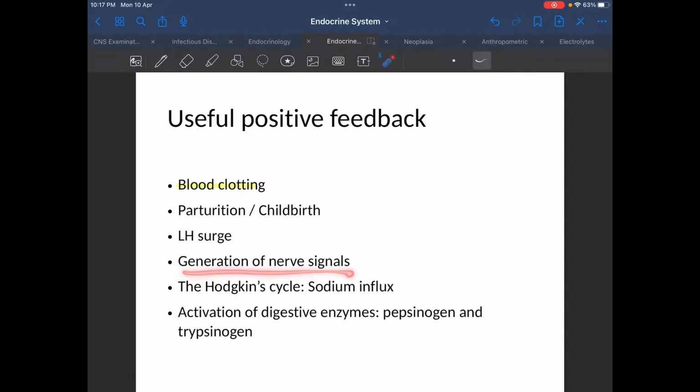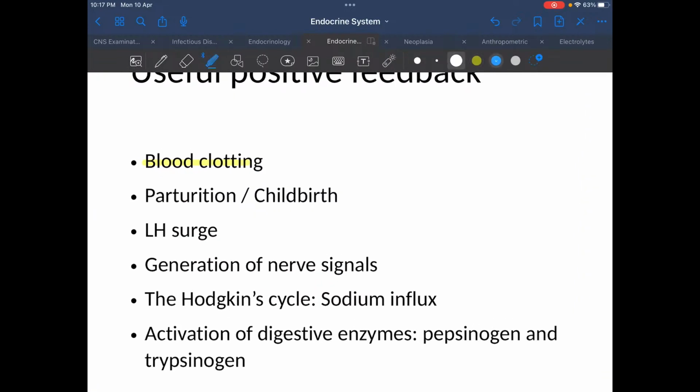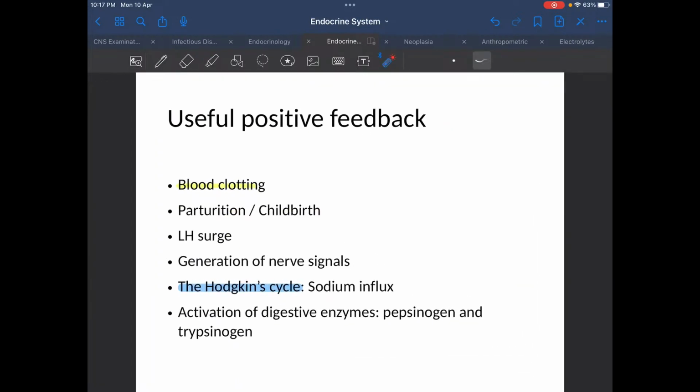Generation of nerve signals is a positive feedback mechanism, and very importantly, as we discuss in nerve muscle physiology, everything is linked, guys. The Hodgkin cycle, ठीक है? But what was the Hodgkin cycle? कि whenever we have depolarization, what will it lead to? It leads to sodium channel का opening. So whenever the sodium channels are being opened, wouldn't they lead to more depolarization? And that depolarization will further lead to more opening of sodium channels. So it's a positive feedback mechanism. This is known as the Hodgkin cycle. As well as we have activation of the digestive enzymes.